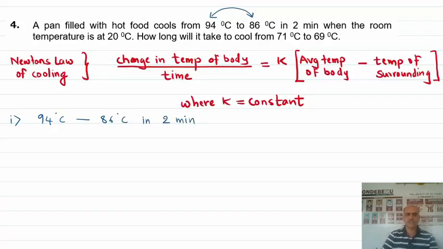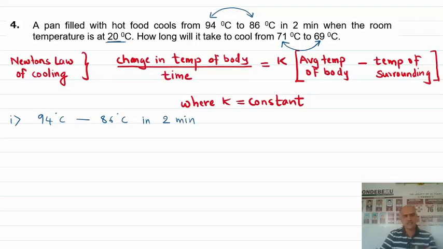In 2 minutes, when the room temperature is 20 degrees centigrade, meaning the temperature of the surroundings, how long will it take to cool from 71 to 69? First, let us derive the formula, then we will come to this.